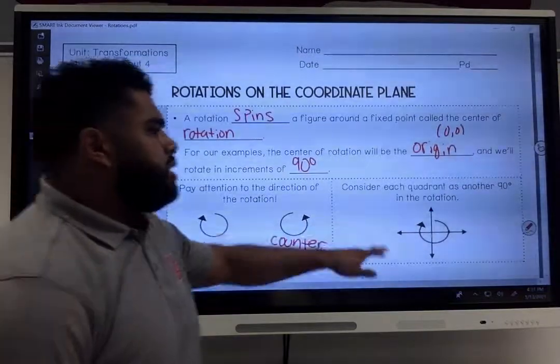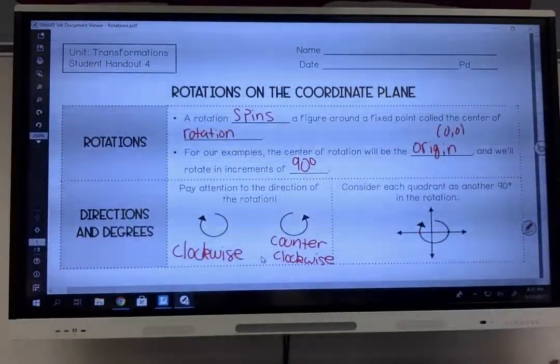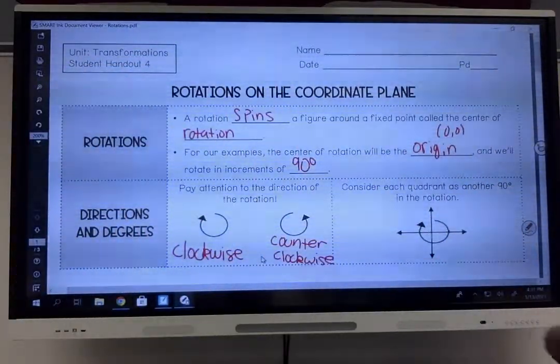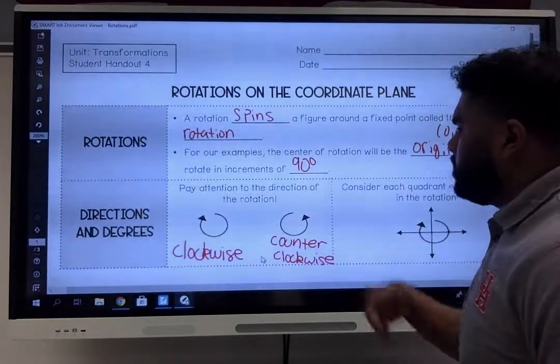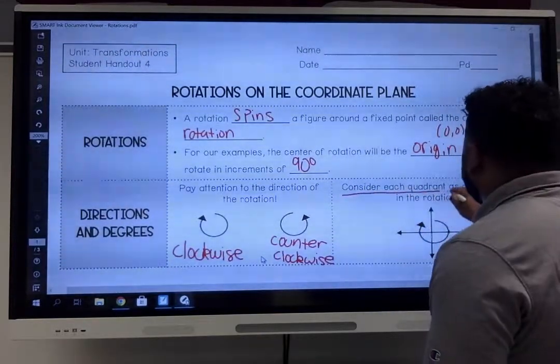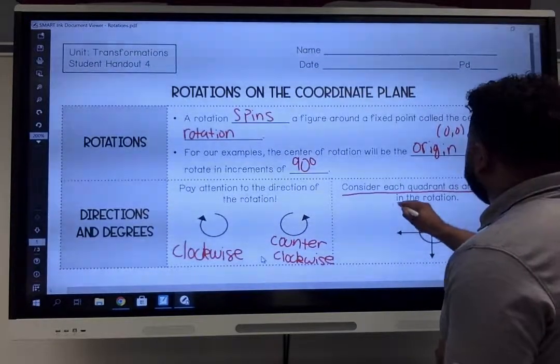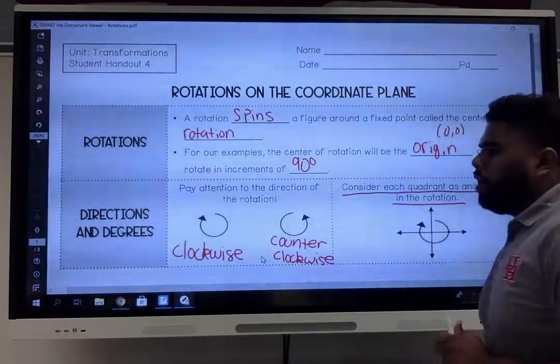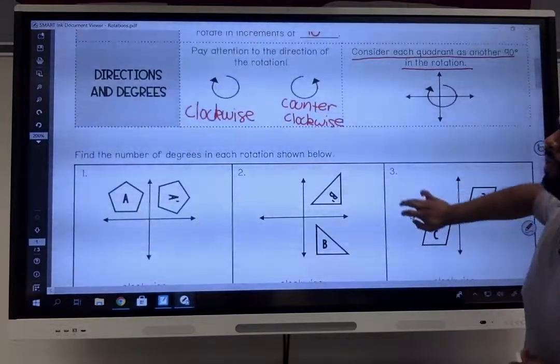And this one right here is really important. Consider each quadrant as another 90 degrees in rotation. I'm going to show you what that means in a little bit. Right here, really important. Consider each quadrant as another 90 degrees in the rotation. All right, so let's scroll down over here.